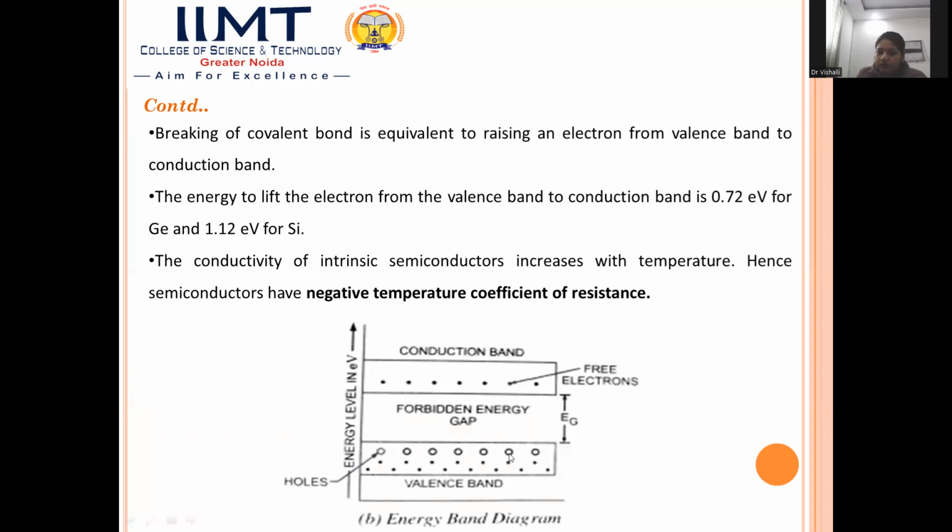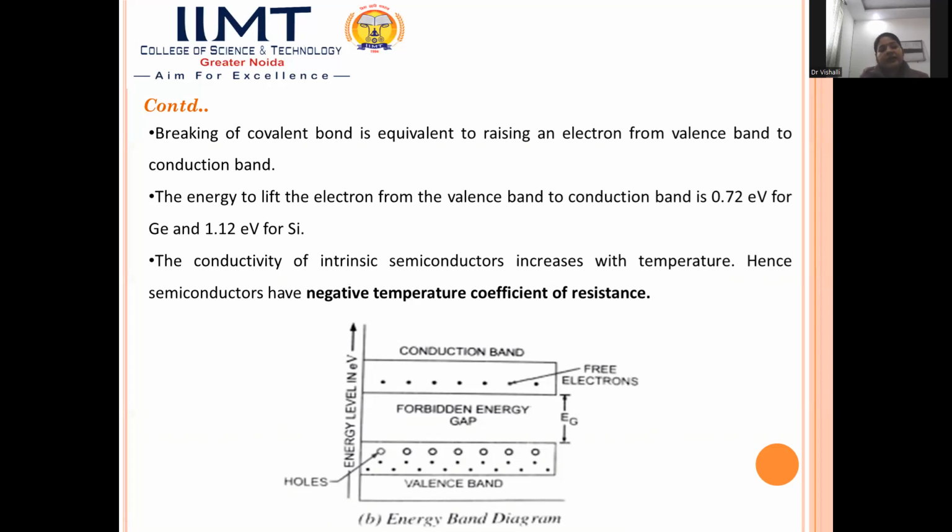The breaking of the covalent bonds means the electron from the valence band has overcome this forbidden energy gap by acquiring energy with the increase in temperature. It moves from the valence band to the conduction band. Once the electron is in the conduction band, it becomes a free electron and contributes to the conductivity. This gap in the case of germanium is 0.72 electron volt, and for silicon this gap is 1.12 electron volt.